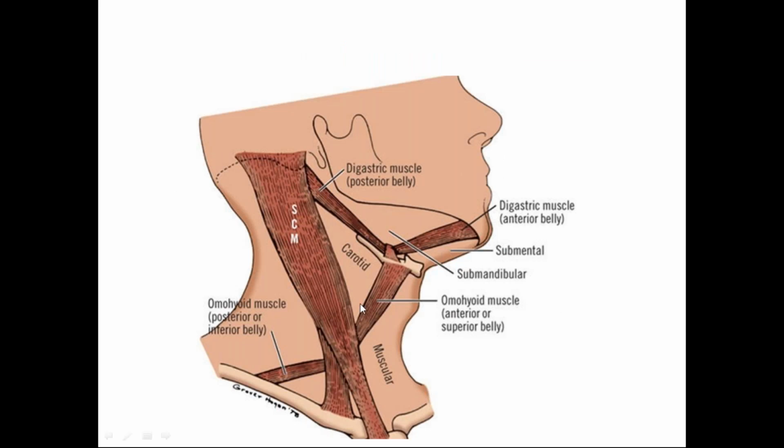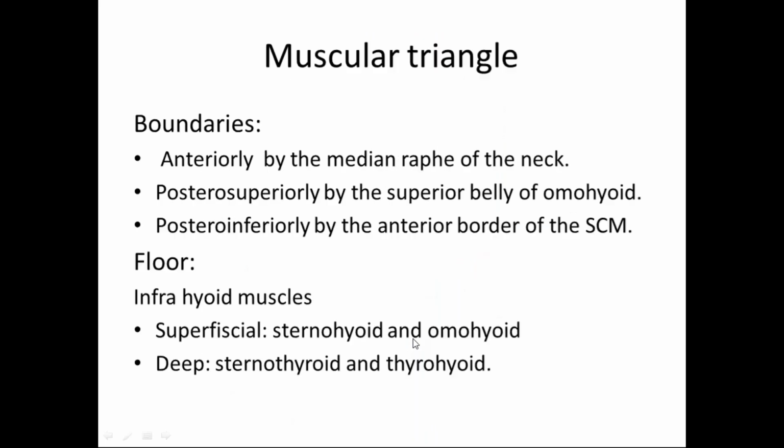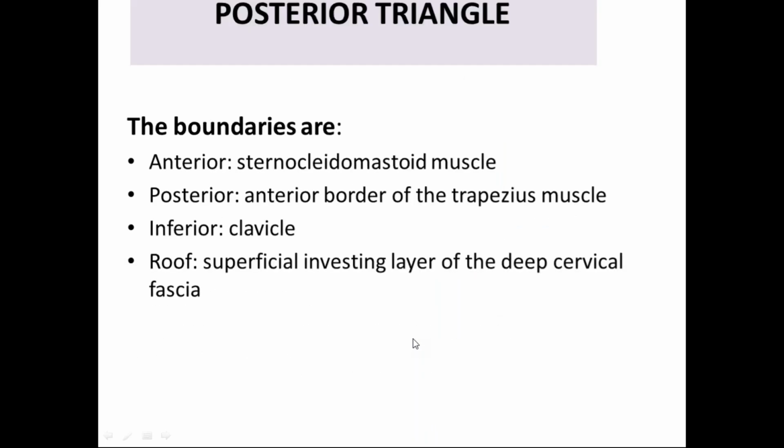This is the muscular triangle. So one border is by the sternocleidomastoid muscle, another is by the anterior belly of the omohyoid, one more is by the midline. So next, coming to the posterior triangle.